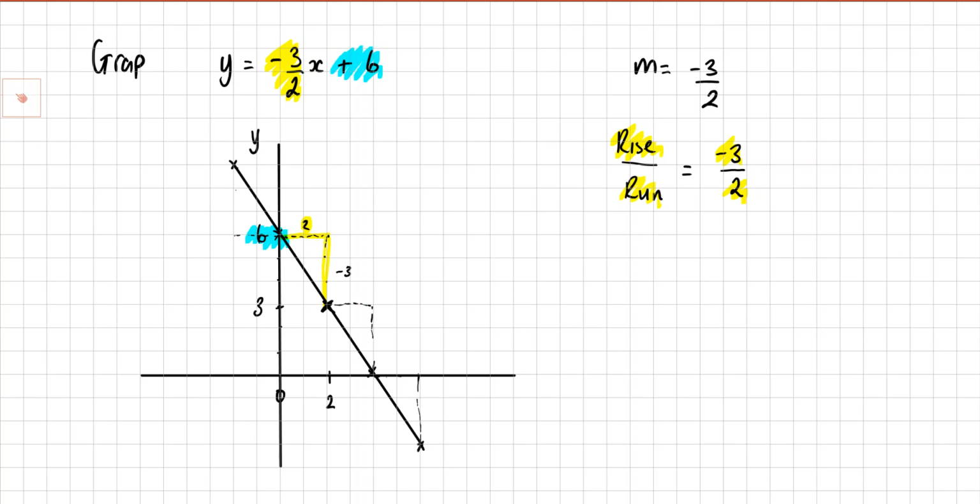And you'll notice that the rise and the run is always 2, 3, back to the line, 2, 3, back to the line, 2, 3, back to the line, yeah? So there you go. There's my line. Y equals negative 3 over 2x plus 6. I'll let you draw it.